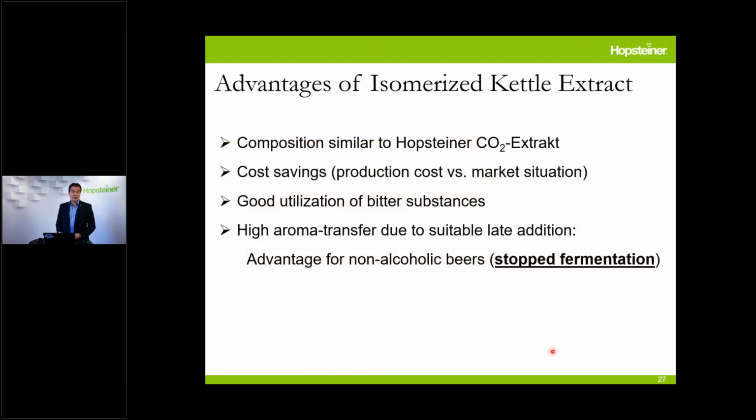And with an eye on the positive advantages of isomerized kettle extract, it's made from Hopsteiner CO2 extract here in our facility in Mainburg. We have cost savings because of the better utilization, but it depends on the market situation of alpha. Between the utilization of bitter substances, we can shift to a very high utilization of aroma substances by a late addition into the kettle. Please make it in the kettle, not in the whirlpool.